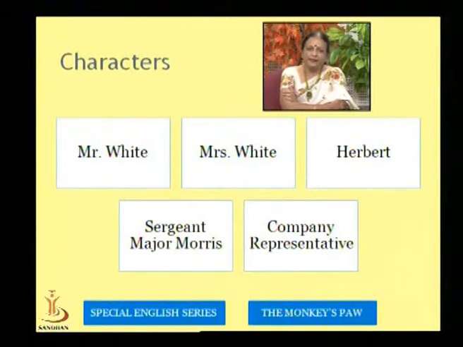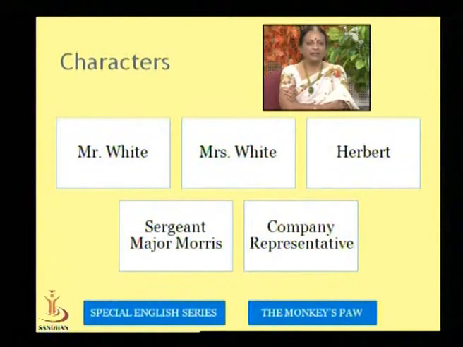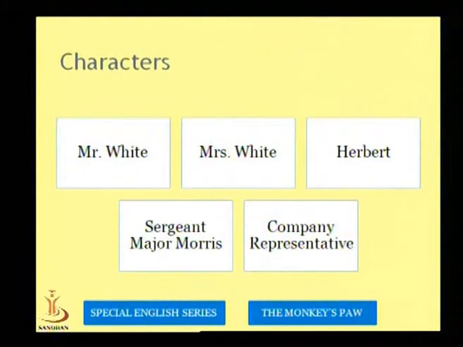The 5th character, not very important, the company representative, who I told you comes the next morning with 200 pounds and the sad news of the tragic end of Herbert White. He doesn't have much role to play, but remember, he's instrumental in bringing the 200 pounds, and thereby making one part of the wish come true. And that is why I've mentioned him also as one of the characters in this one-act play.